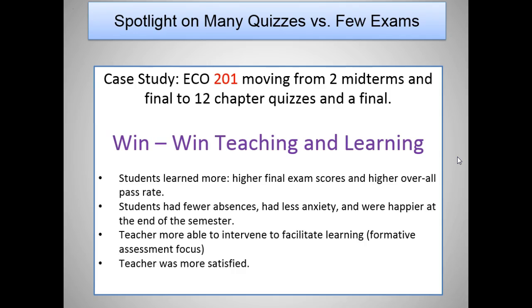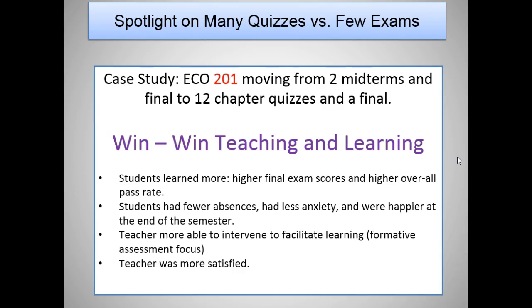So there were several reasons why she wanted to move away from a course design that had 2 midterms and a final, which she wasn't satisfied with. Students weren't coming to class as often as she wanted to. Students weren't performing as well on those assessments as she had hoped. The dynamic in the class wasn't what she wanted. And so for various reasons, she moved from 2 midterms and a final to 12 chapter quizzes and a final.